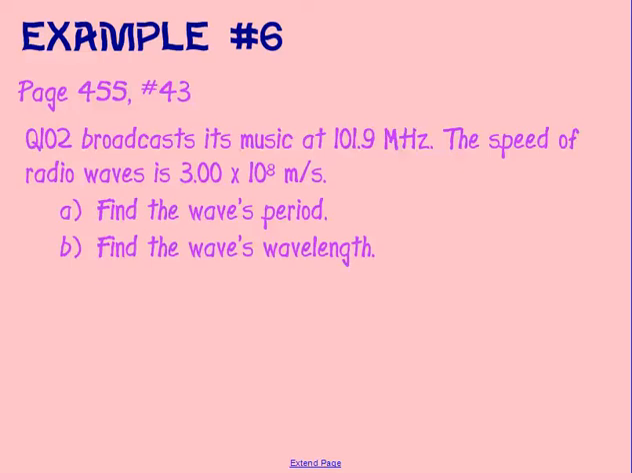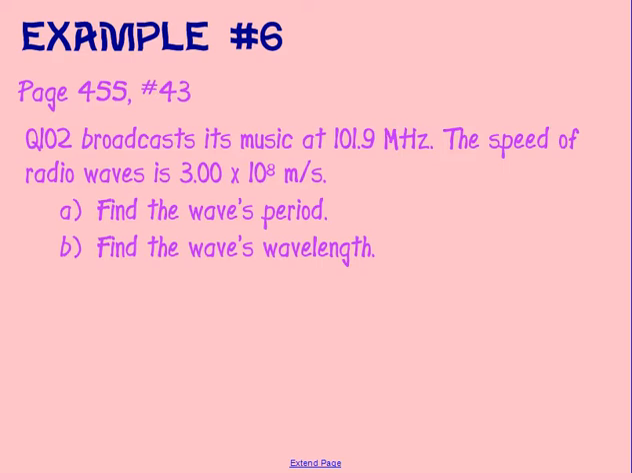In class, we learned an equation that related the speed of a wave to its frequency and its wavelength. We'll start this video with two example problems that will use this equation. The first problem is number 43 from your textbook, and this is slightly different. I made it a little bit more Cincinnati-based, using the radio station Q102. It broadcasts its music at 101.9 megahertz.